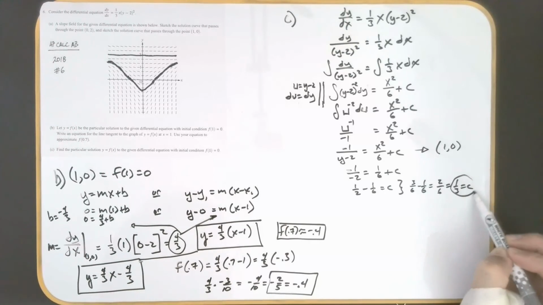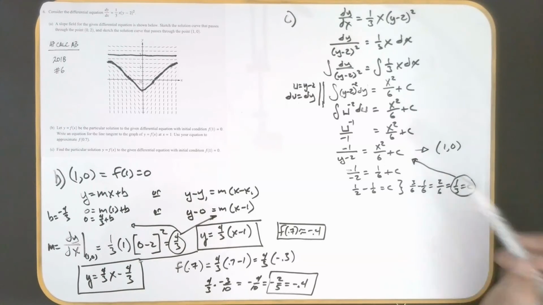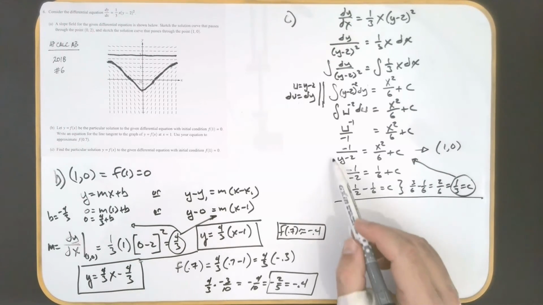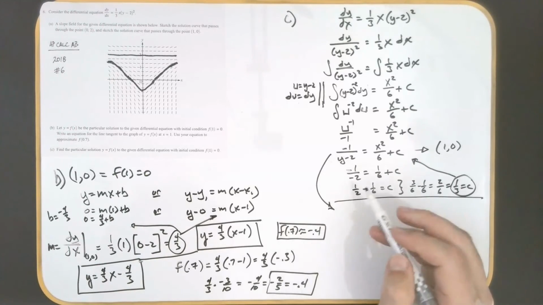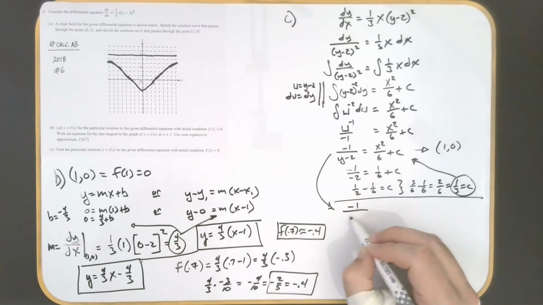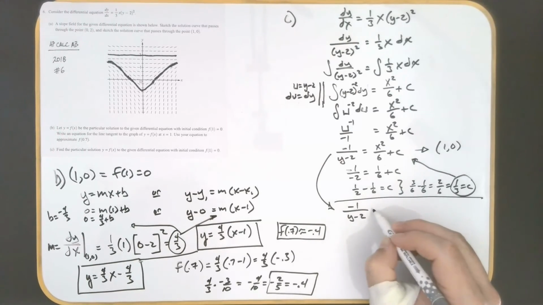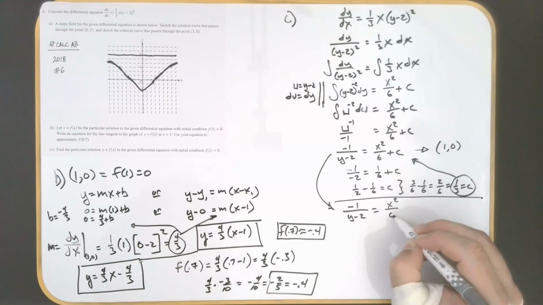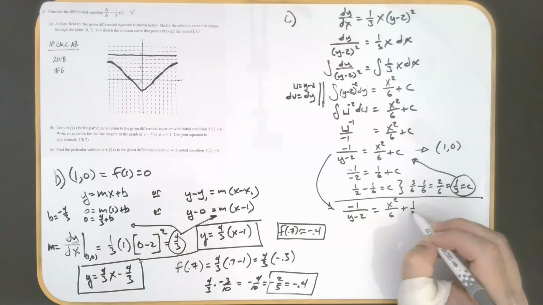So my c value is 1/3, and I'm going to return that value to there and continue with the question. So I'm just going to draw a line to separate, and I'm going to go back to here. Okay, so I get negative 1 over y minus 2 is equal to x squared over 6 plus 1/3.